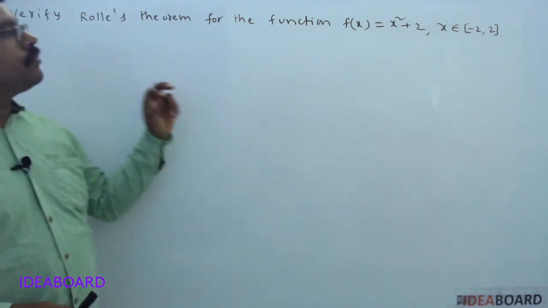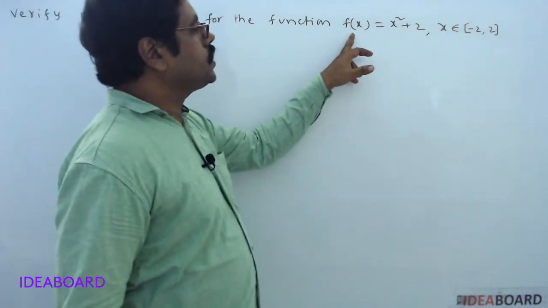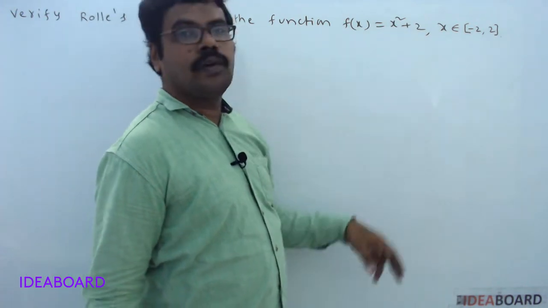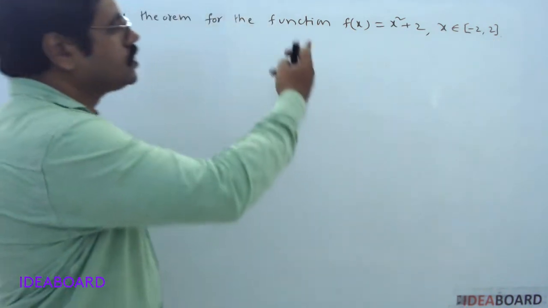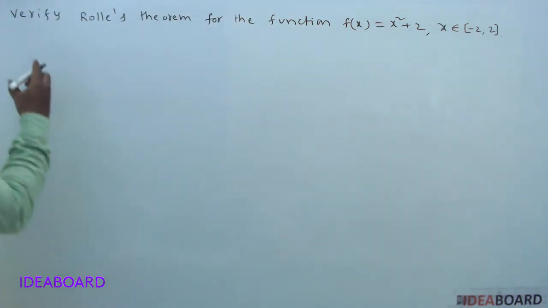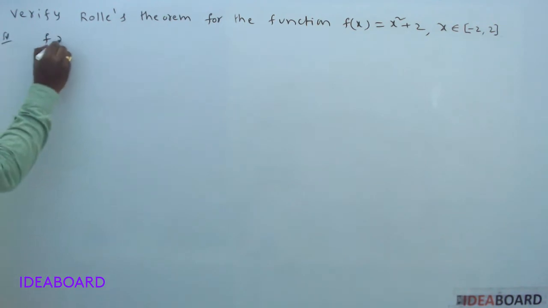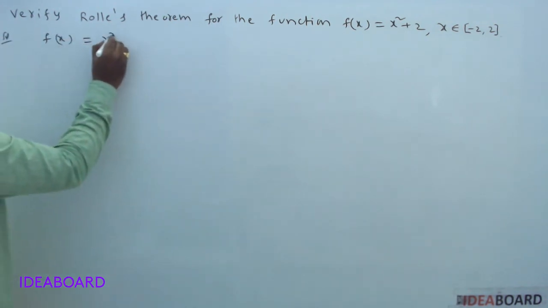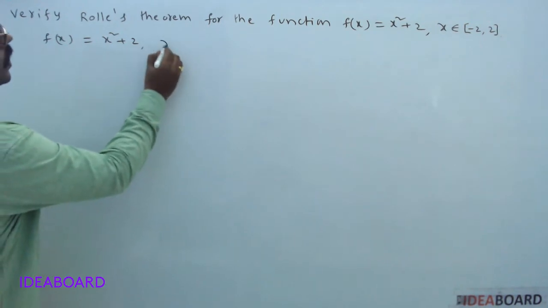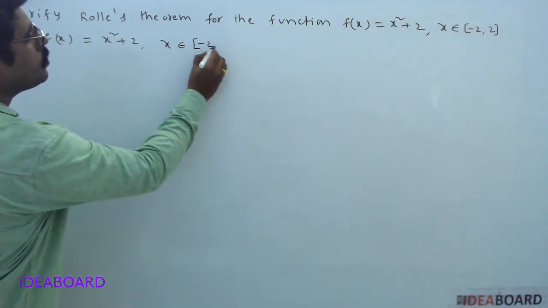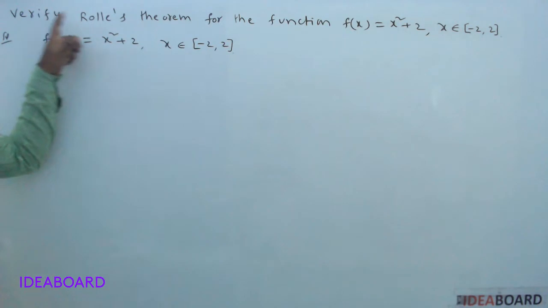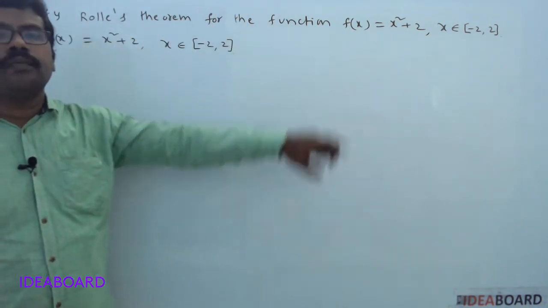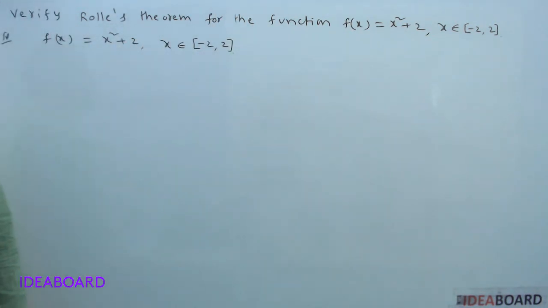Verify Rolle's theorem for the function f of x equal to x square plus 2, x belongs to the closed interval minus 2 comma 2. First write down the given function. F of x equals x square plus 2, corresponding interval closed minus 2 comma 2. Now here, what is the statement of the problem? Verify Rolle's theorem for the function f of x equals x square plus 2.